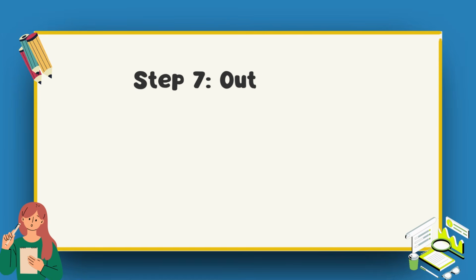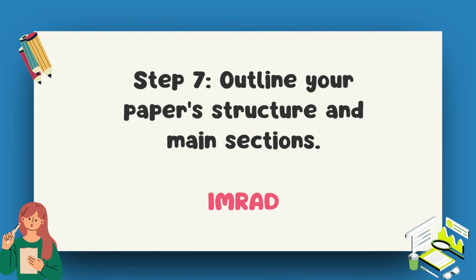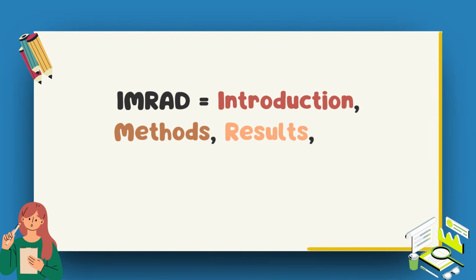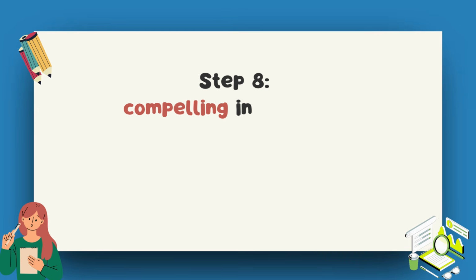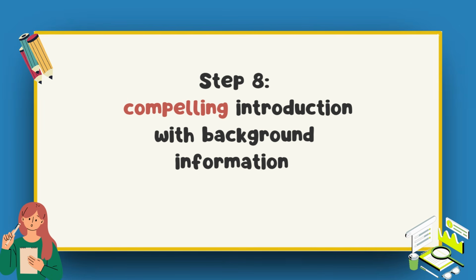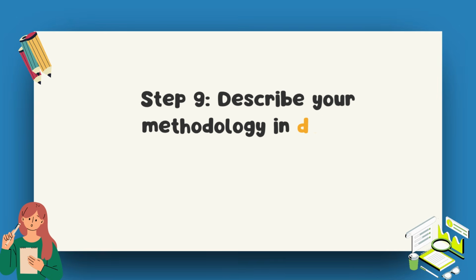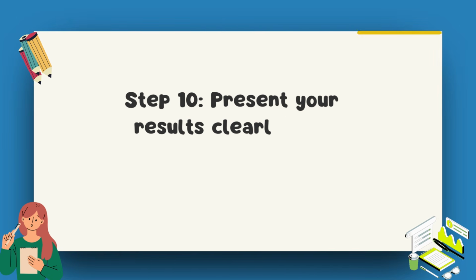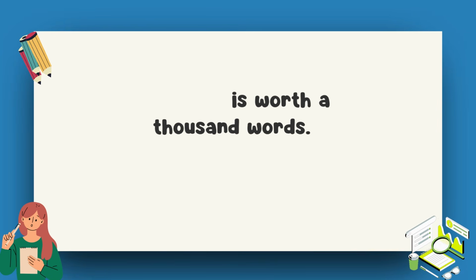Now, in the writing stage, we create a detailed outline following the IMRAD structure. IMRAD stands for Introduction, Methods, Results, and Discussion. Start with a hook, provide background, and clearly state your research question and its significance. Be detailed enough that another researcher could replicate your study. Use clear tables and figures. Remember, a picture is worth 1,000 words.